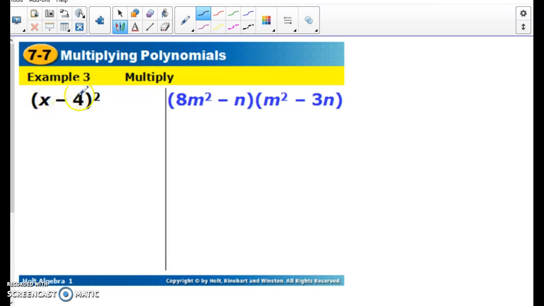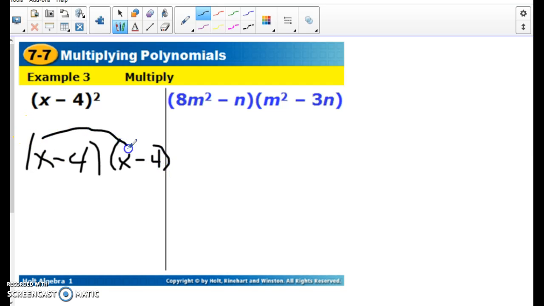When you see it like this, where it says x minus 4 squared, that just means the same thing. So it's x minus 4 times the quantity x minus 4. So then you would just do it like we just did those problems before, where you're going to do x times x, and then x times a negative 4, and then do the inside term, negative 4 times x, negative 4 times negative 4.